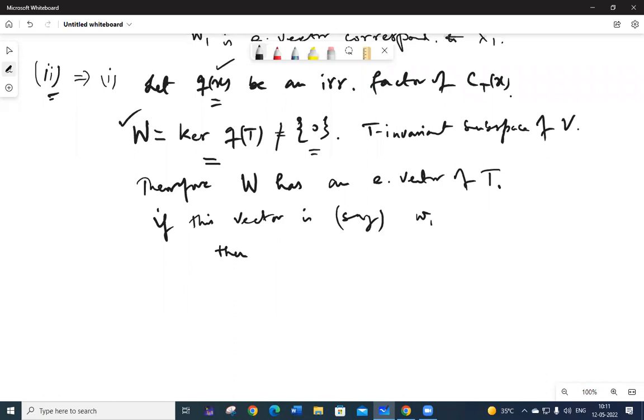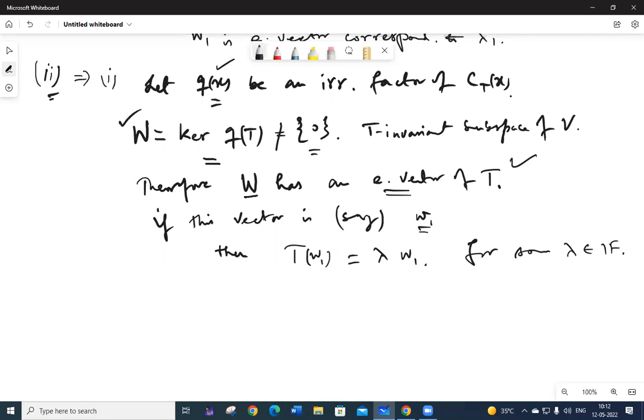I am utilizing primary decomposition theorem very heavily, which I did in the first lecture. So there we just decomposed our V. So this is a vector W1, which is non-zero, is an eigenvector of T. So that means TW1 is equal to some lambda of W1, lambda belonging to F.